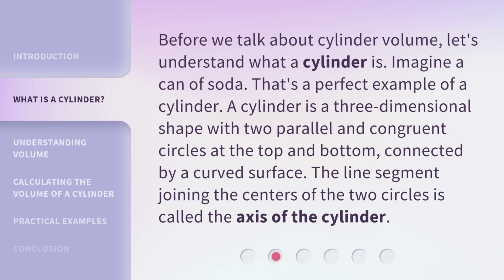Before we talk about cylinder volume, let's understand what a cylinder is. Imagine a can of soda. That's a perfect example of a cylinder. A cylinder is a three-dimensional shape with two parallel and congruent circles at the top and bottom, connected by a curved surface. The line segment joining the centers of the two circles is called the axis of the cylinder.